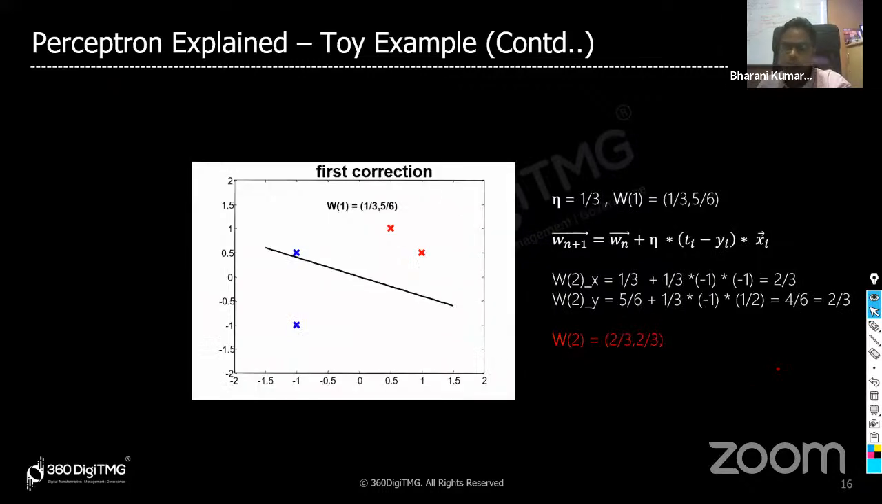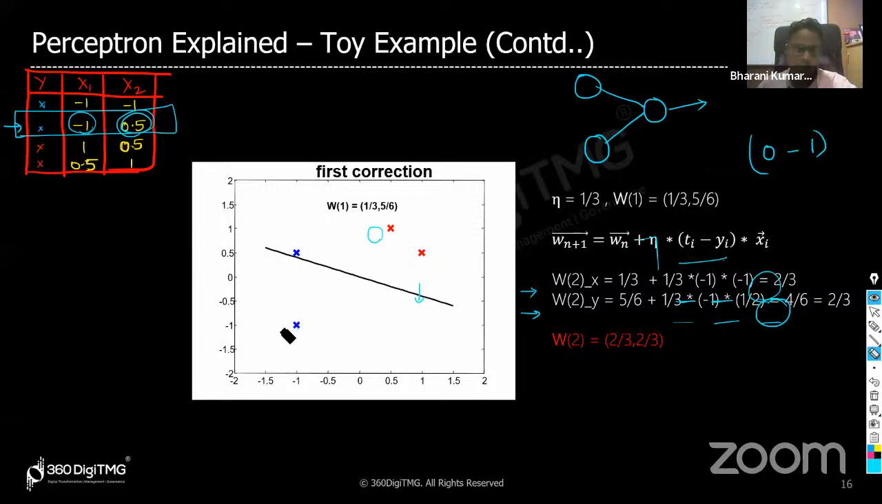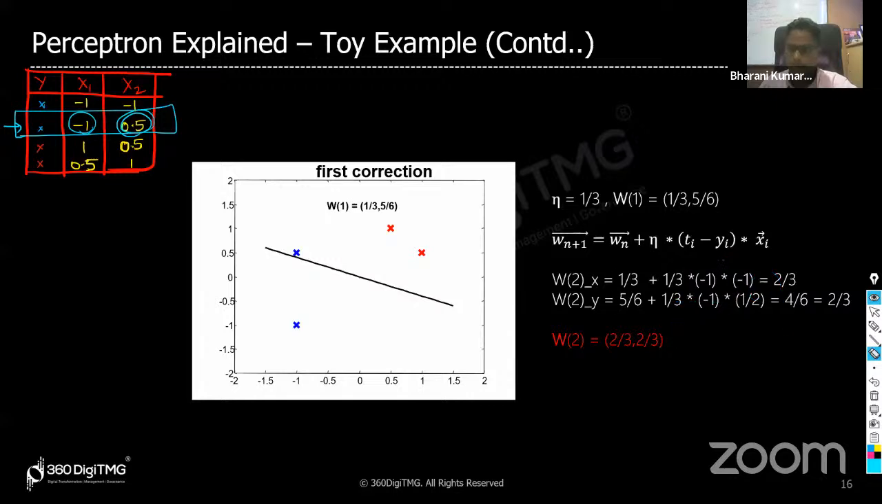Now with these new weights, when you once again run your model, your classifier is slightly changing, right? With 1 by 3 and 5 by 6 when you run it, earlier the classifier was like this. Now the classifier slightly changed. But still, this data point will still be misclassified. Because this is actually blue color, but since it's falling above, it will be classified as red, which is 1. Blue is 0.